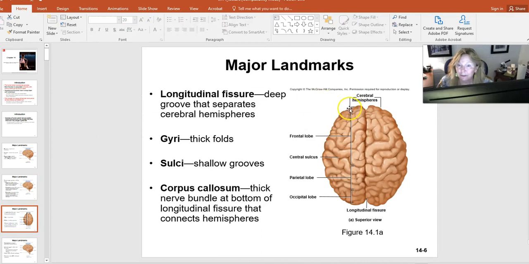When we look at a superior view of the brain, so we're looking at it from the top above, we're looking at the superior view.